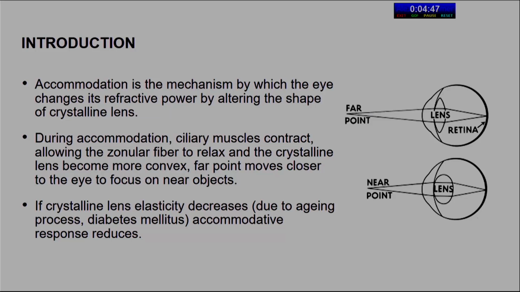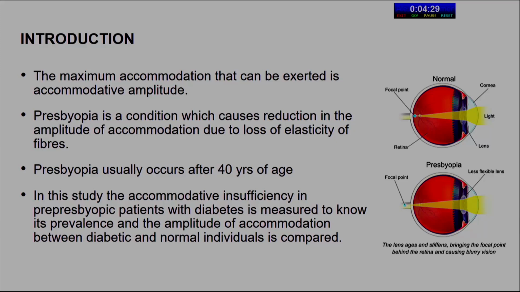During accommodation, ciliary muscles contract, allowing the zonular fibers to relax and the crystalline lens to become more convex. The far point moves closer to the eye to focus on near objects. If crystalline lens elasticity decreases due to aging, diabetes mellitus, or any other factors, accommodative response reduces. The maximum accommodation that can be exerted is the accommodative amplitude.